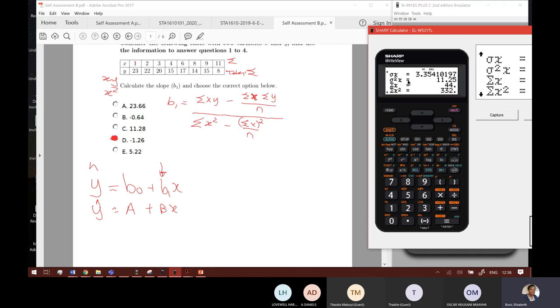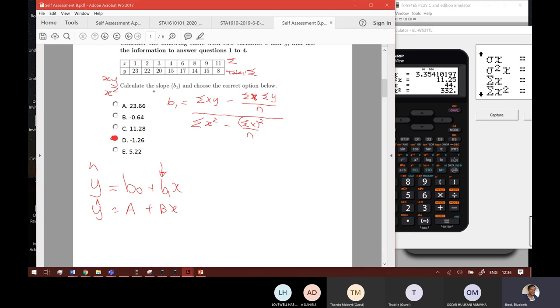And if you scroll down, it will give you the population standard deviations in case the question was for the population, you will get those. But at the moment, we're not interested in those ones. And then it will also give you your sum of x. And you can see there the sum of x, which is that value.